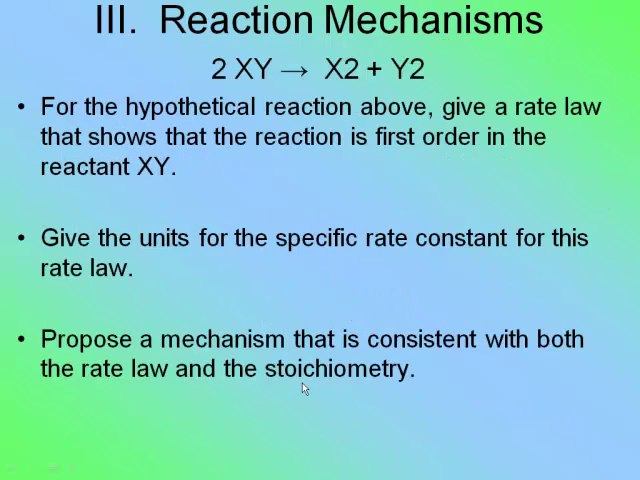Okay, now this one is a little bit of a think-outside-the-box kind of situation. It says, for the hypothetical reaction above, I'm sorry, this is supposed to be 2 and a 2, subscript 2's. For the hypothetical reaction above, give a rate law that shows that the reaction is first order in the reactant XY. Okay, so again, remember that reactants are the only things that can be in a rate law. So it says, give a rate law for the reaction so that it's first order with XY. Well, that's simple. Rate equals k times the concentration of XY to the first. That's first order. Done. Simple.